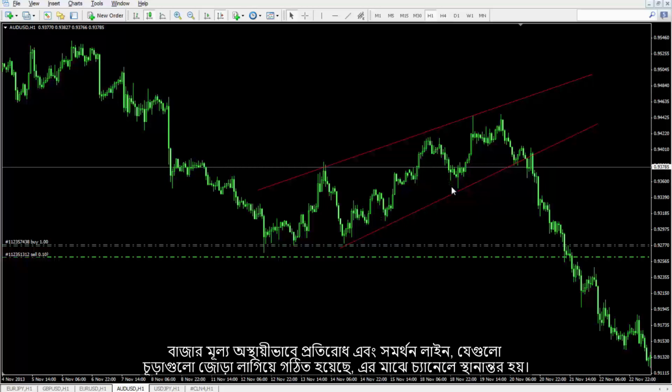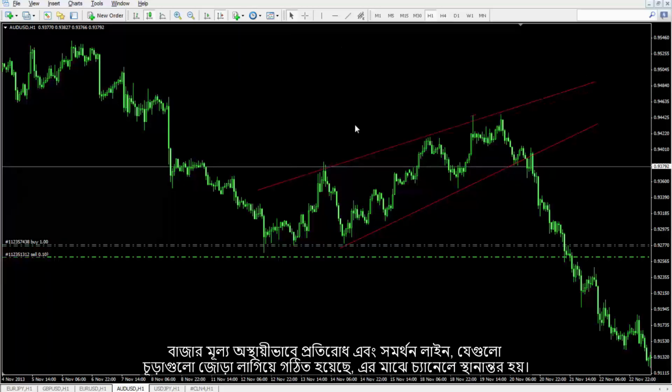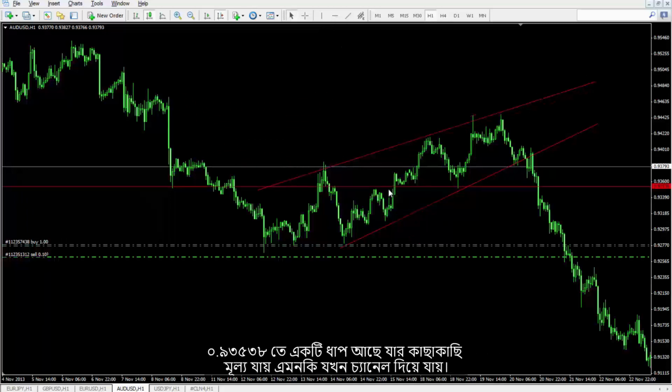Market price moved temporarily in the channel between resistance and support lines that is formed by connecting the peaks. There is a level on 0.93538. Price has moved nearby, even when it proceeded in the channel.